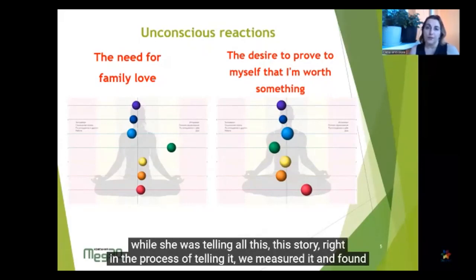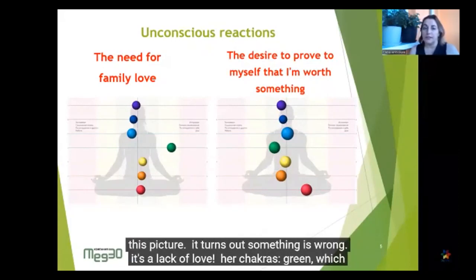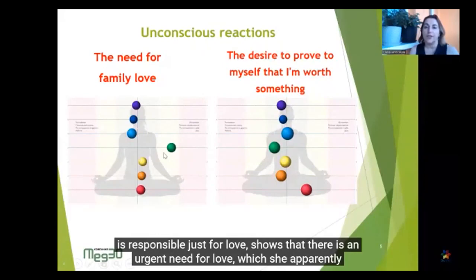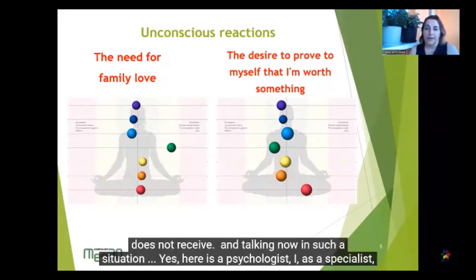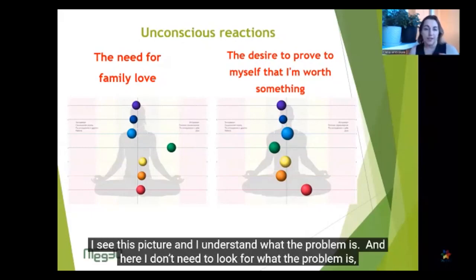And while she's telling all of this, right in the process of telling it, we measured it again and found this picture. It turns out something is wrong. It's a lack of love. Her green chakra is responsible just for love, and it shows that there is an urgent need for love, which she apparently doesn't receive, at least not enough.